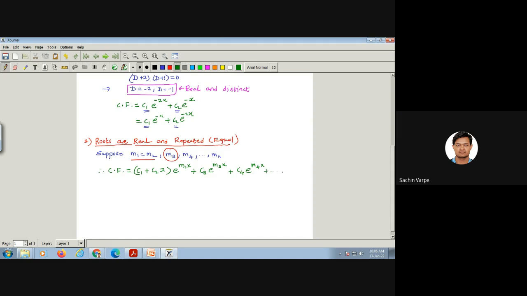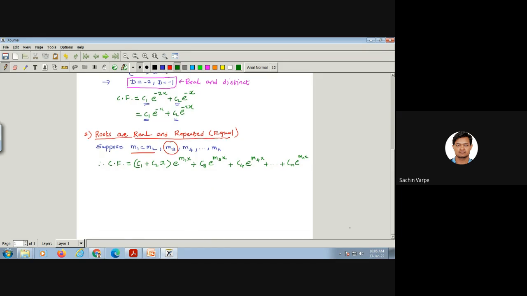plus, and so on, cn e to the power mnx. Is this clear? This is the formula. Any doubt? Any question in the formula? Now let us see the logic behind this formula. Why we are considering this formula.